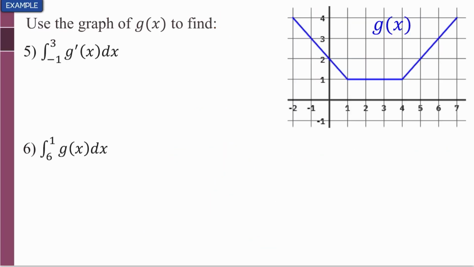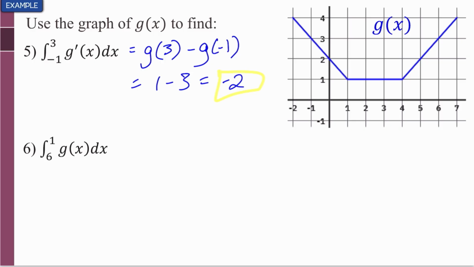Number 5, this one's a little different. We have the graph of g, and we're trying to find the integral from negative 1 to 3 of g prime. Well, we can use the fundamental theorem of calculus, which says that the antiderivative of g prime gives g of the upper bound minus g of the lower bound. Then we can just look at the graph to find g of 3 and g of negative 1. So g of 3 is going to be 1, and g of negative 1 is positive 3. So 1 minus 3 is negative 2.